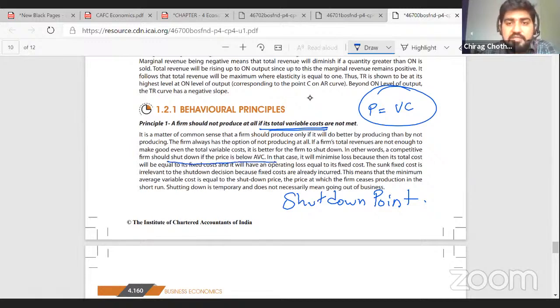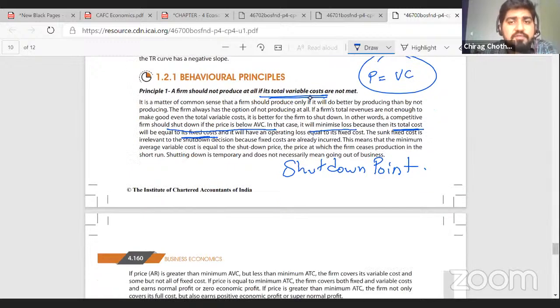I hope you are very clear in this, because that will be the point of minimum losses. Why? Because your total cost will be equal to your fixed cost, and you will be having an operating loss which is equal to your fixed cost. I repeat, your operating loss will be equal to your fixed cost.